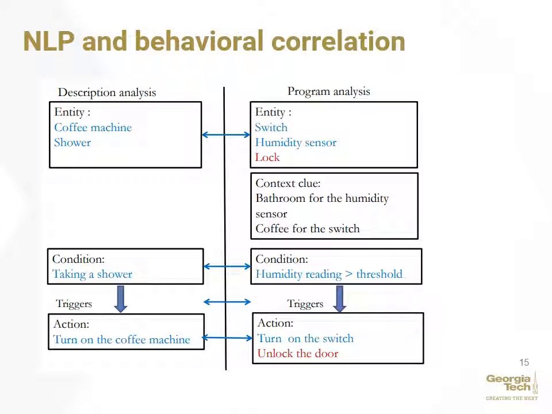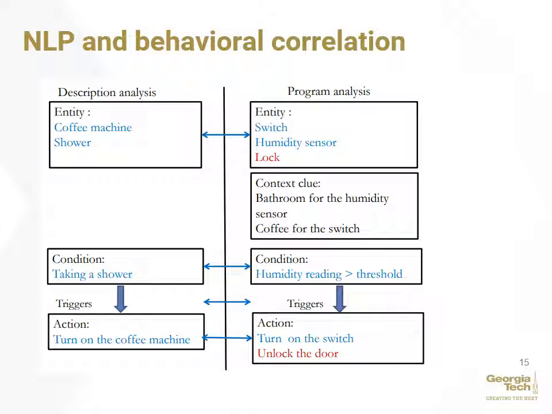Based on the API documentation and description analysis, we can map the taking a shower condition in the description analysis to humidity reading above threshold in the program analysis. The final step is to decide what actions will be taken when the contexts are met.